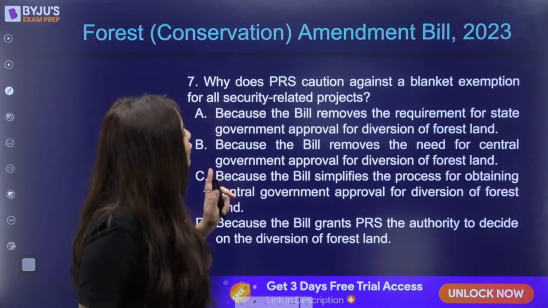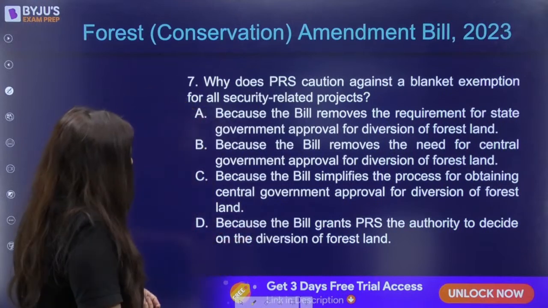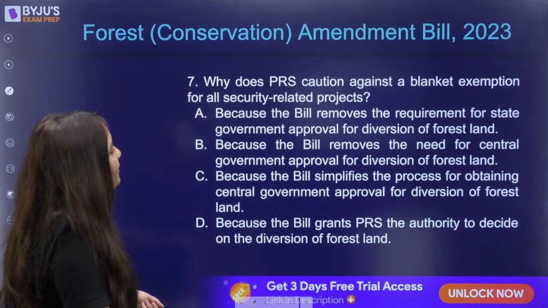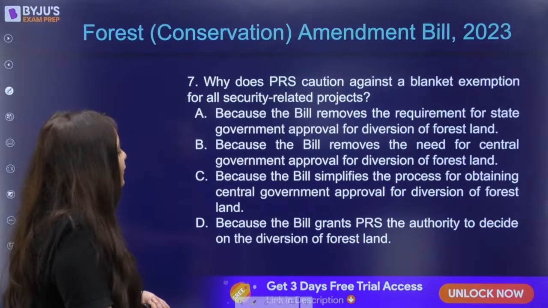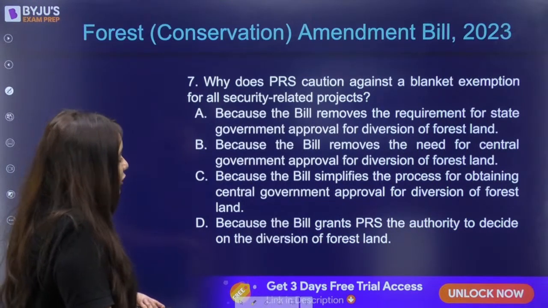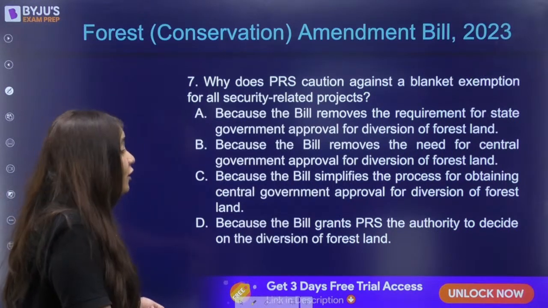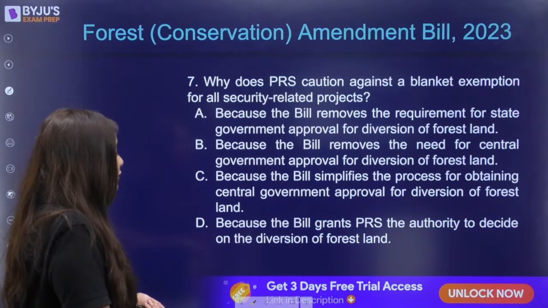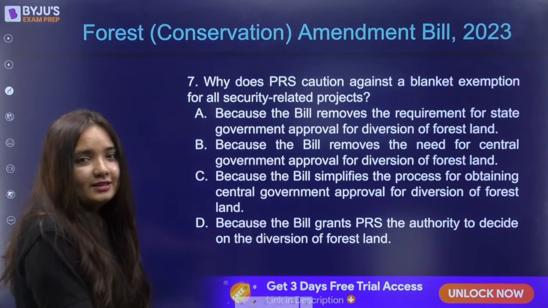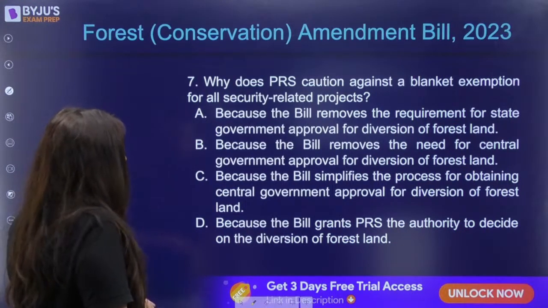Why does PRS caution against a blanket exemption for all security related projects? Because the bill removes the requirement for state government approval. ये तो सही नहीं है. Because the bill removes the need for central government approval for diversion of forest land. It simplifies the process of obtaining central government approval for diversion of forest land. Because the bill grants PRS the authority to decide on the diversion of forest land. And the correct answer is, drum roll please.